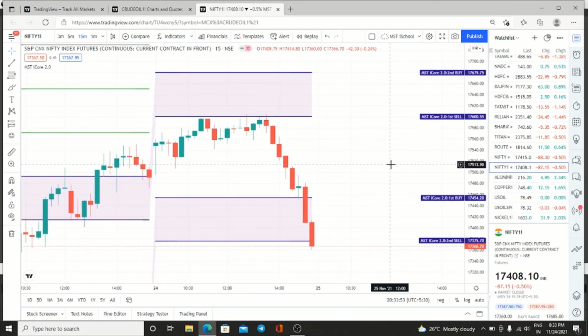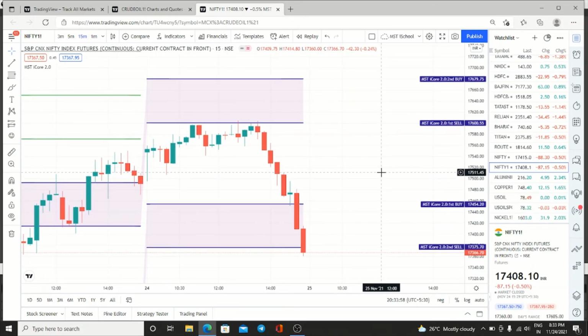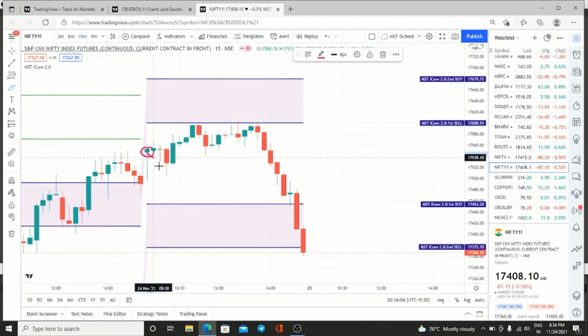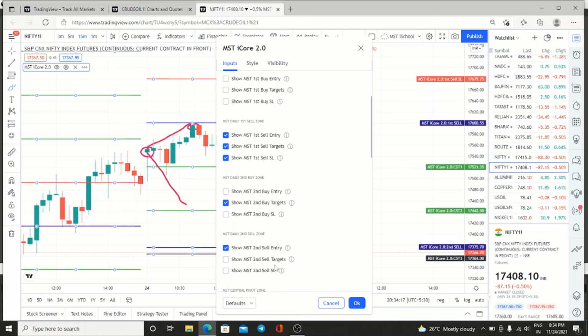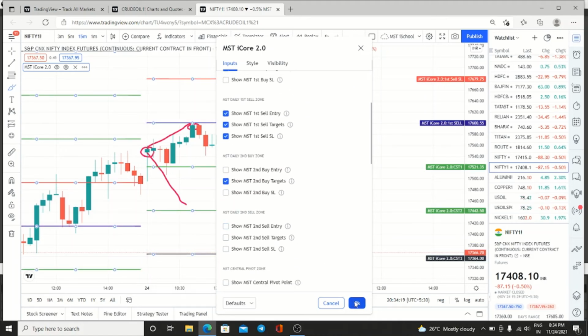So next you see Nifty. People are very interested in indices, no? Nifty also. Today morning what happened? Market has opened here. Market has not come down. It has reached the upper side. So immediately our sell entry got activated and we have to enable the targets. First sell targets, first sell SL. So these points I have to enable.